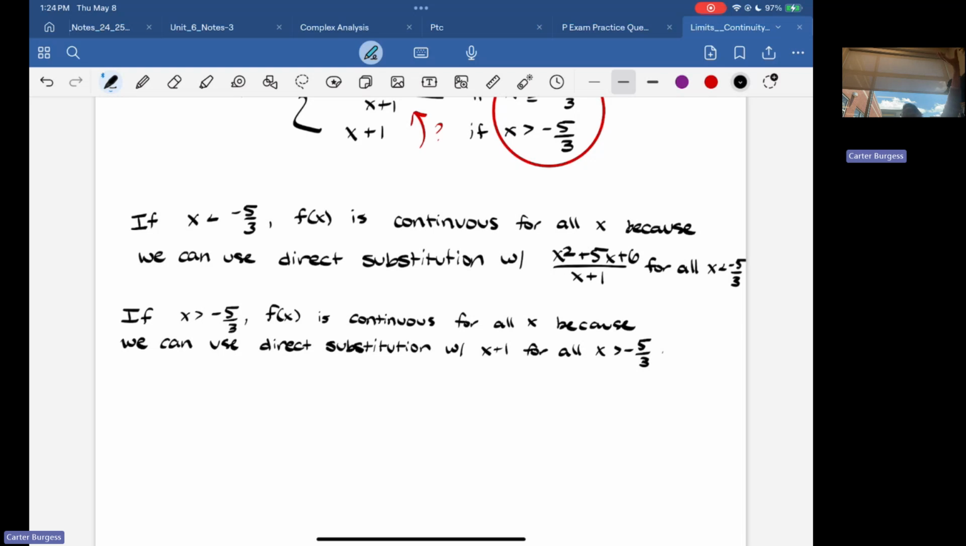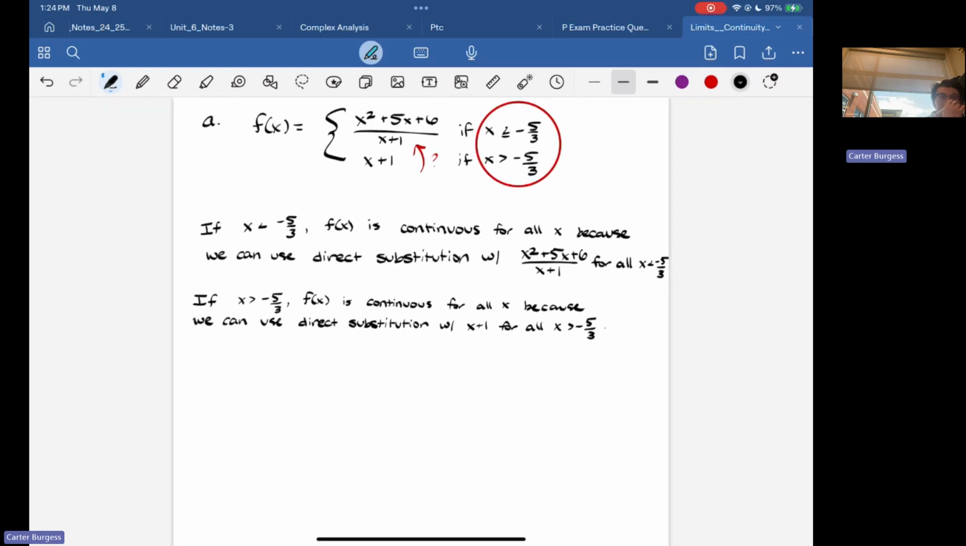Okay, so we have continuity if we are to the left of negative 5/3. We have continuity if we are to the right of negative 5/3. It's kind of trivial continuity. We're saying it's continuous because it's continuous, but it's fine. What then is really the only value that we need to actually demonstrate for our continuity? The negative 5/3 itself is the only one that we actually care about.